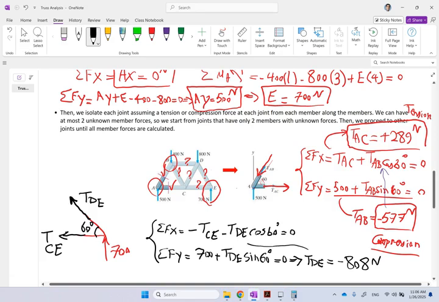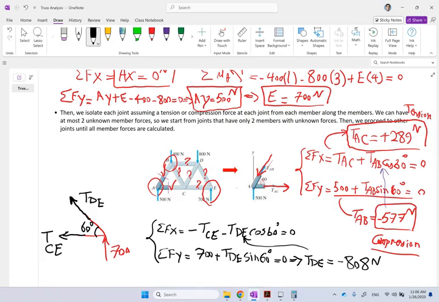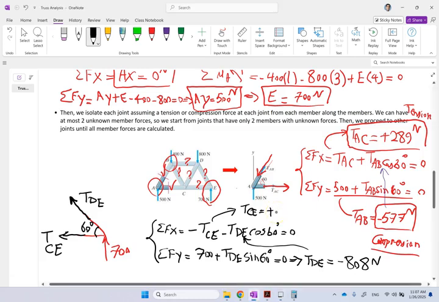Then again, I have to plug it right up here, and I can find T of CE. Now here, the negative, when it goes there, that whole thing becomes positive. And you take that to the other side, that also becomes positive. So ideally, TCE should be a positive number, and it's going to be positive 404 Newton.